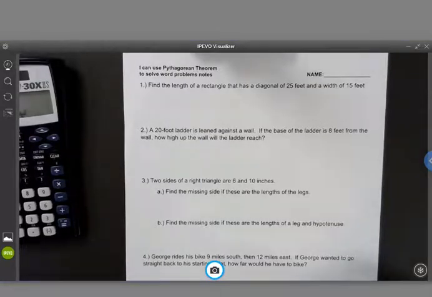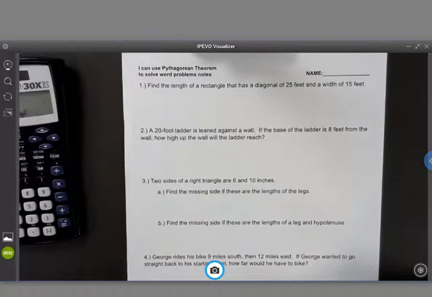I recommend, and I want you on every single problem to draw yourself a right triangle and figure out where and label the right triangle with the information that they're giving you. You are going to have to do that on your worksheet, so you need to do that in your notes as well.